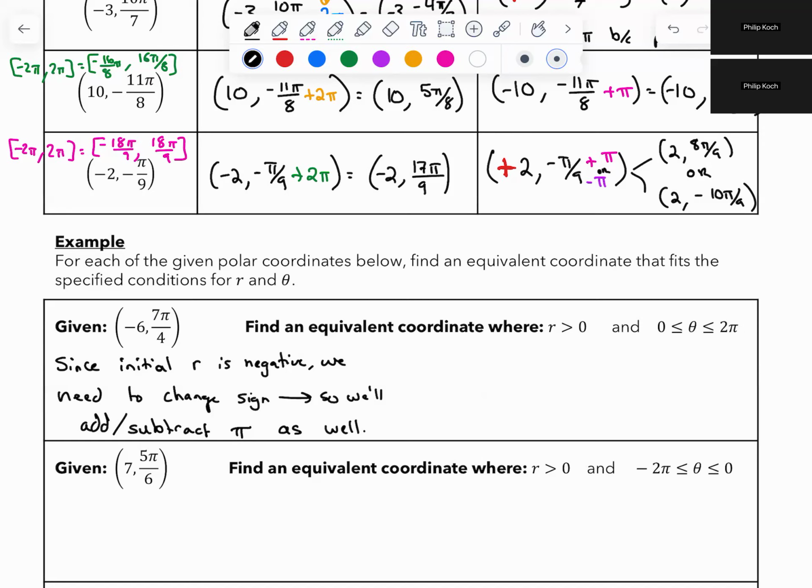Our initial R value is negative, but we want it to be positive. So in order to get to the corresponding point, we will need to add a pi or subtract a pi to get us back to where we want to belong. If I were to add pi, that would get me outside of the interval, because it's 7 pi over 4, which is pi over 4 less than 2 pi. So I'm going to subtract.